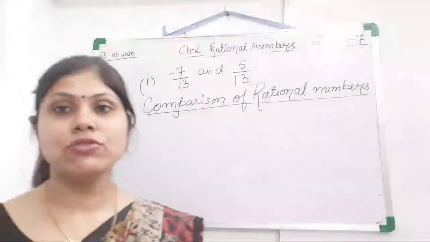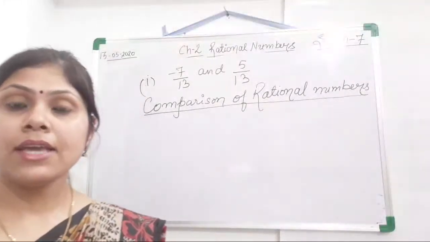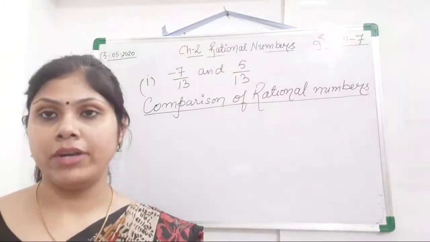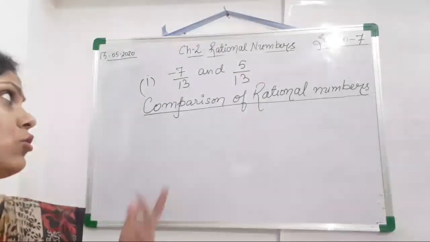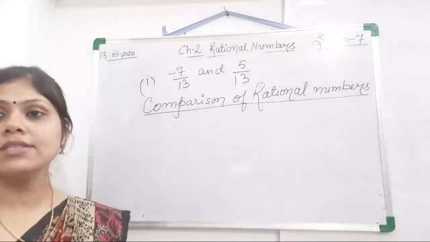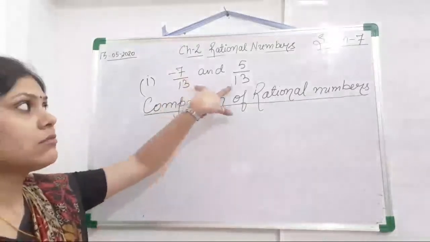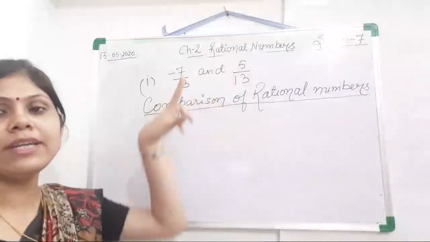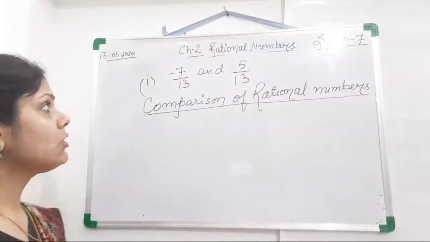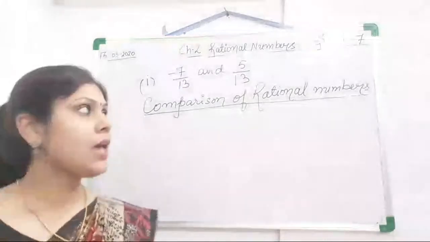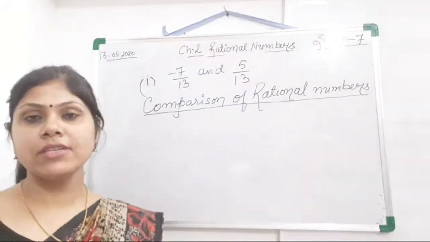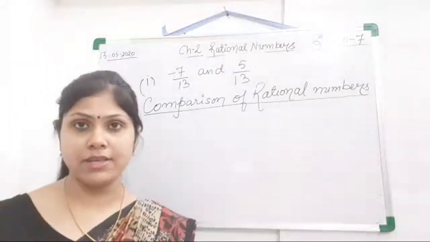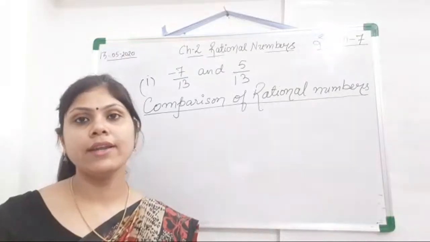First thing we have to do is make the denominators equal and compare the numerators, isn't it? So in this question, you can see in the first and second rational numbers the denominators are the same. They both are 13. And in the numerators different numbers are there: minus 7 and in the next rational number 5. So very easily you can compare it.